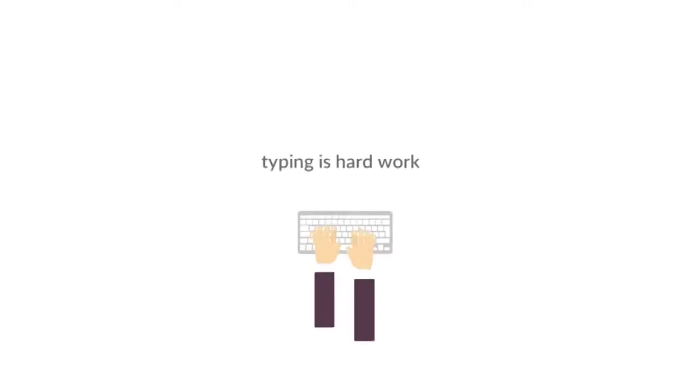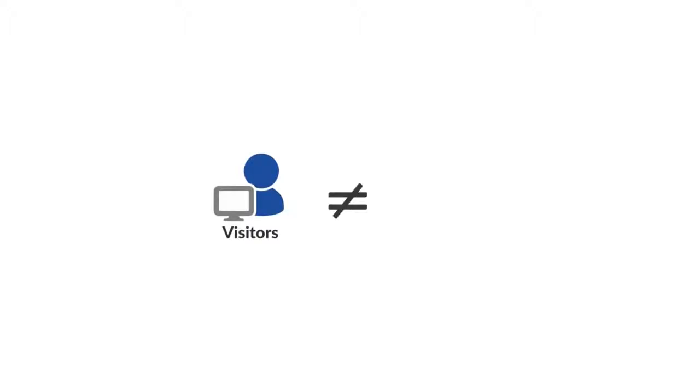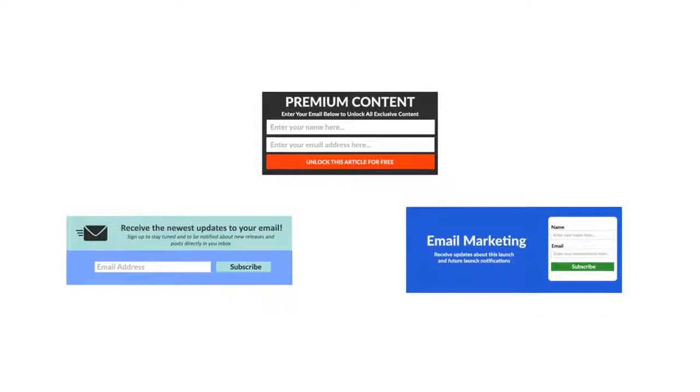The reality is, typing is hard work, especially typing long email addresses on a mobile phone. That's why a lot of your visitors don't convert into subscribers. Even if you try using multiple opt-in forms on your site or split testing or using different lead magnets, the problem boils down to the fact that you're not making it easy enough for your subscribers to subscribe.